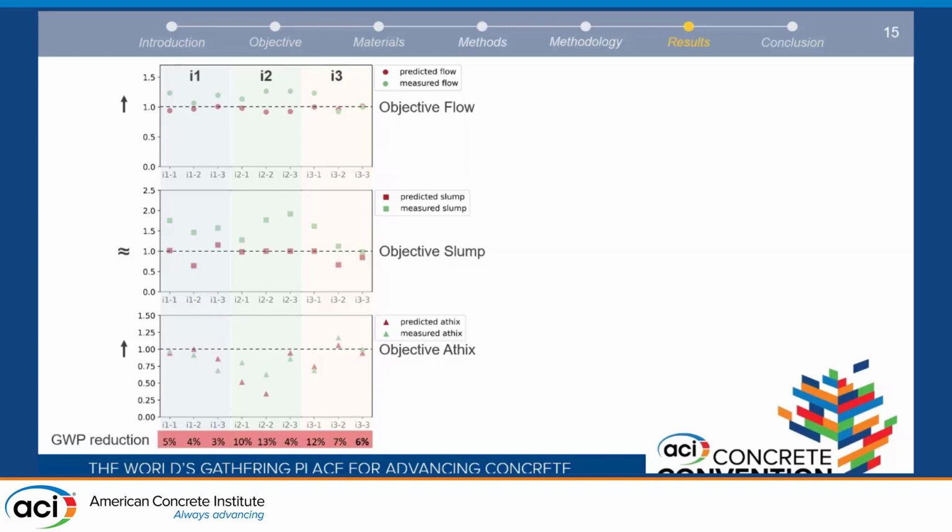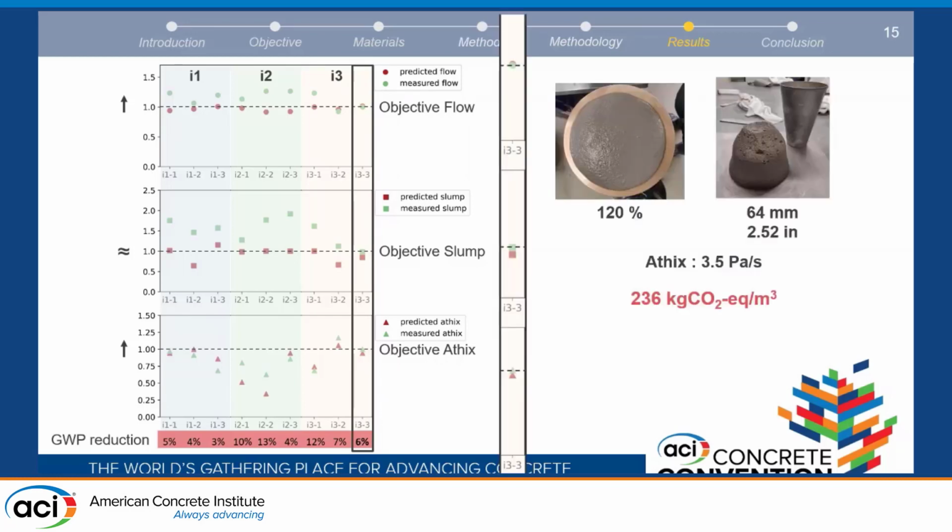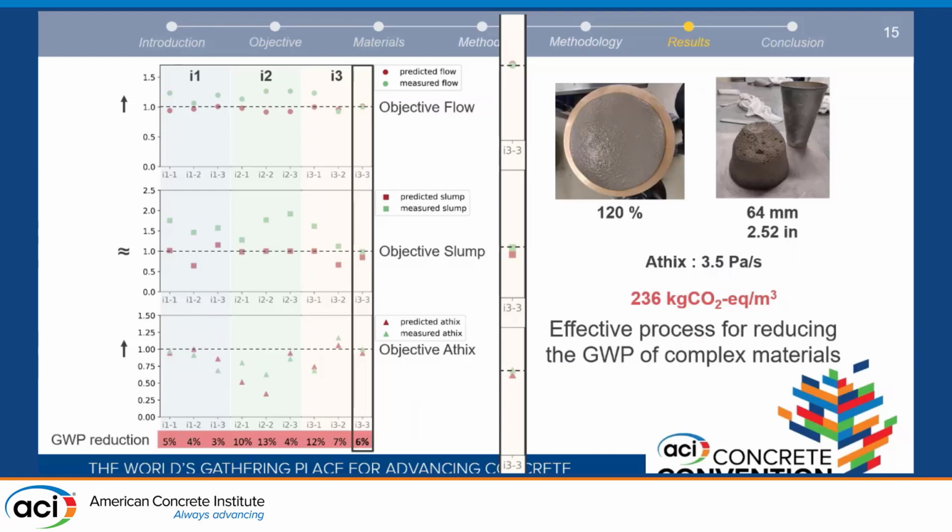And from these two mixtures, we selected the last one because it satisfies the flowability constraint of 120% flow. So we have found a mixture that has a 6% global warming potential reduction. So we can see that this is an effective process for reducing the global warming potential of complex materials in as low as 9 additional mixtures.